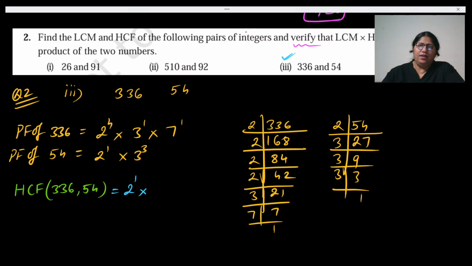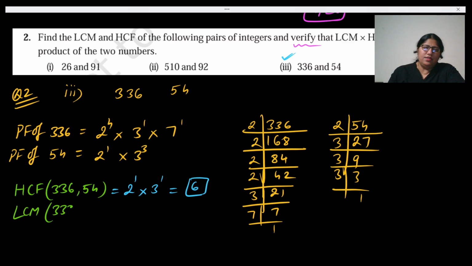So you'll take it here times 3 to the power 1. So your HCF is 6, right? And after that, if I need to find out LCM, what I have to do here, 336 and 54. LCM is, you take the greatest power of the common factor. So it will be 2 to the power 4 times 3 cube times 7.